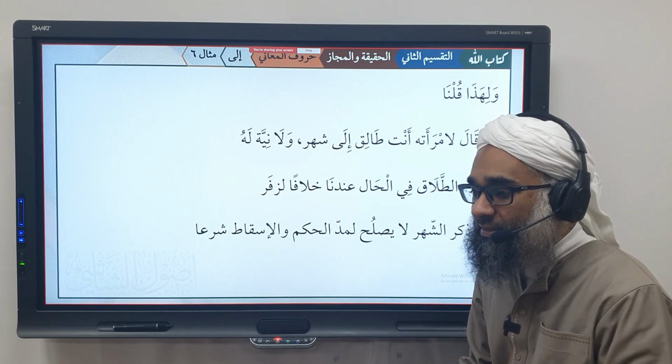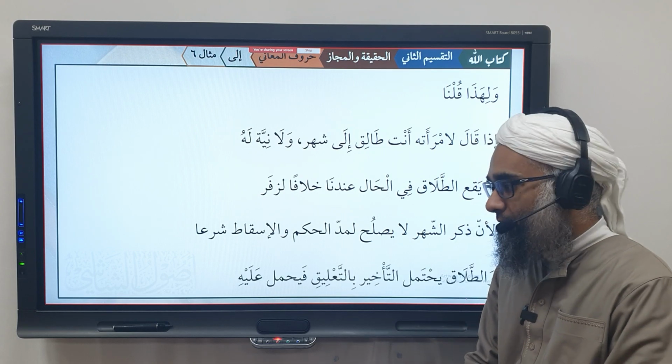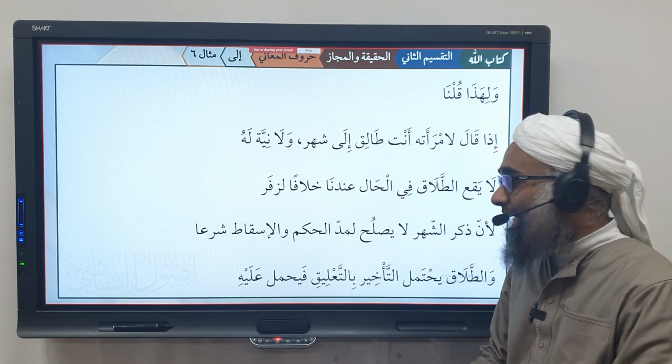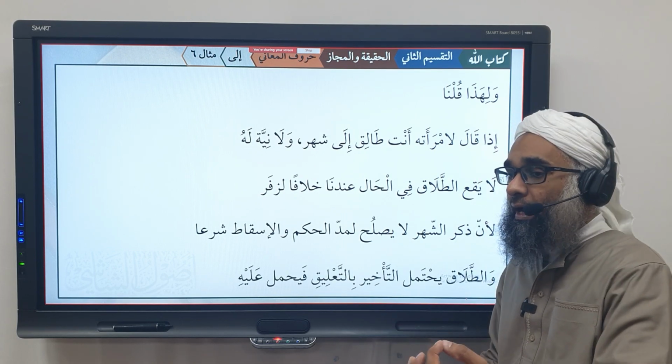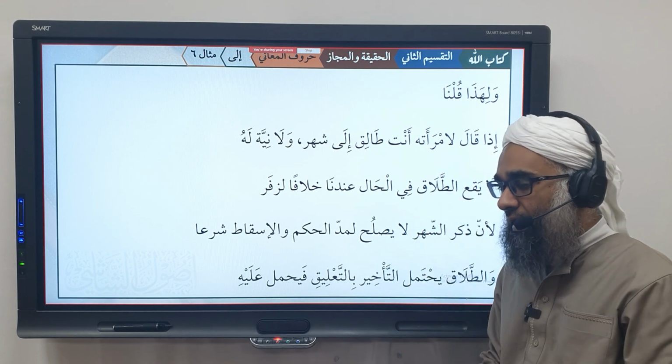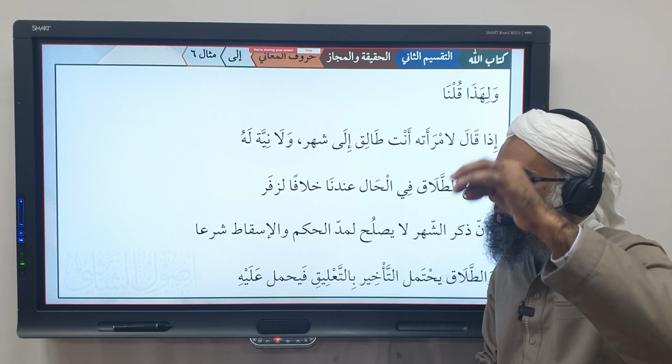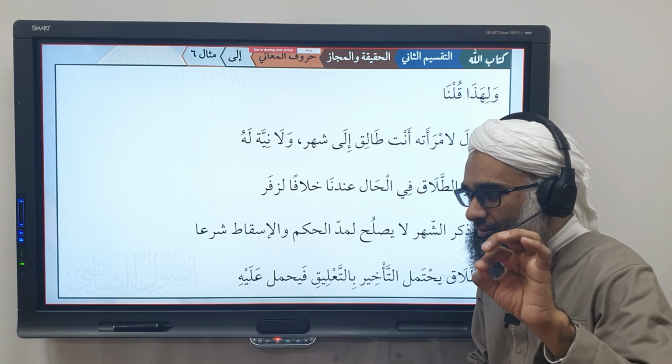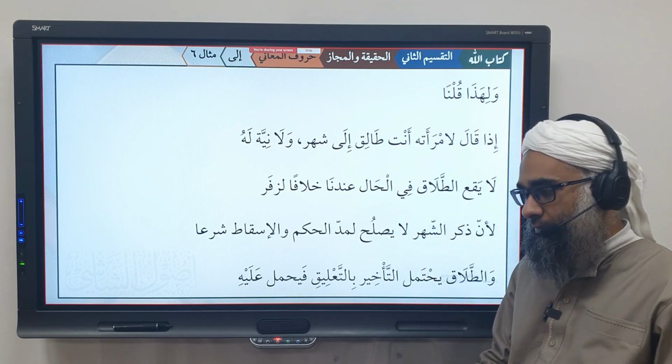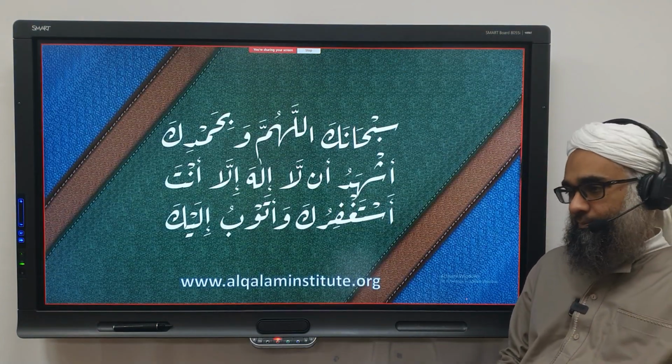What's this ila? Majaz meaning? Ta'khir. And talaq accepts delay through ta'liq. For example, "anti taliq ba'da shahr", "anti taliq idha ra'ayti al-hilal". It's possible, it's ta'liq. So we say, well, this ila is for ta'liq of talaq. Fahimt? Do you understand this one?